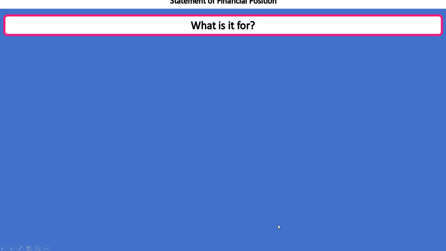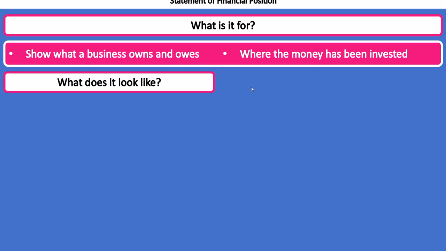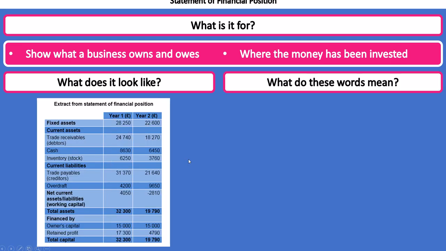So the other one is a statement of financial position, also called the balance sheet. What is this for? This shows you two things: what a business owns and owes, assets and liabilities, and where the money has been invested from shareholders. What does it look like? This looks complicated, but it's not that hard. What do the words mean?